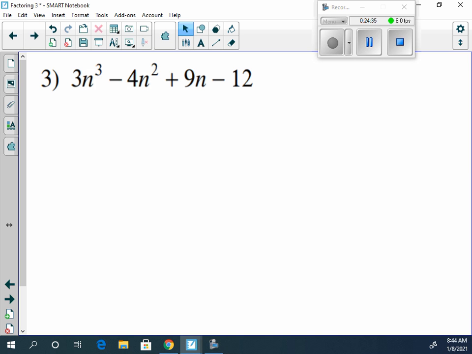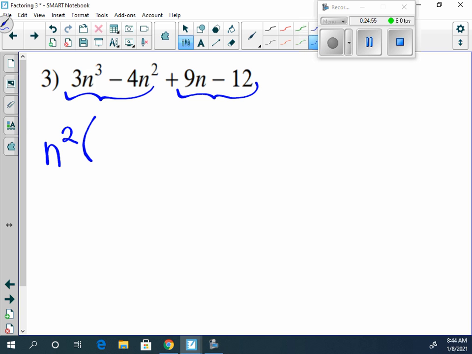So let's look at these here. So I'm going to group the first two together and the second two together. So when I look at 3n cubed minus 4n squared, well, 3 and 4 don't have a greatest common factor. Not just n, but we have n squared. So when I factor n squared out of 3n cubed, I'm left with 3n, minus 4, because when we factor n squared out of 4n squared, we're just left with minus 4.